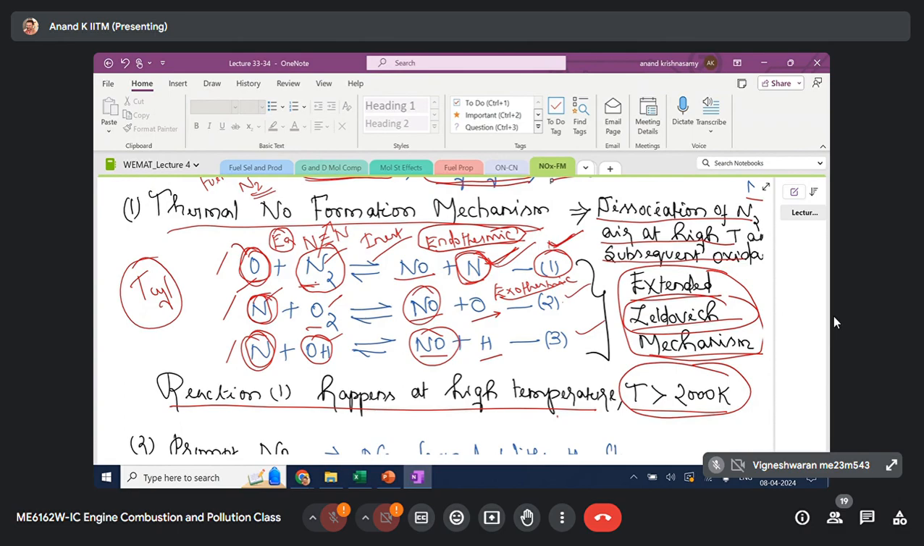So anything that increases temperature, for example, fuel injection timing: when you inject the diesel fuel early, you are going to start combustion early. When combustion gets started early, in-cylinder temperature is high. So early injection, because of high temperature, contributes to high NO formation, thermal NO formation.